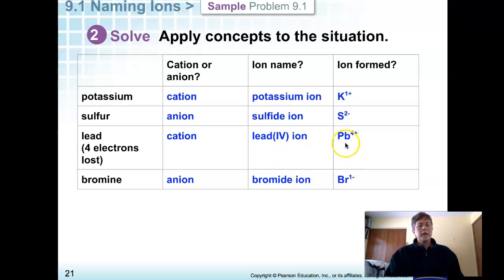Okay, and this is what the lead 4 ion looks like. Notice, this is the charge that coincides with this. And again, the Roman numeral is only used because you have more than 1 choice for what ion lead can form. And then you've got bromine going to bromide, and here's your ion.